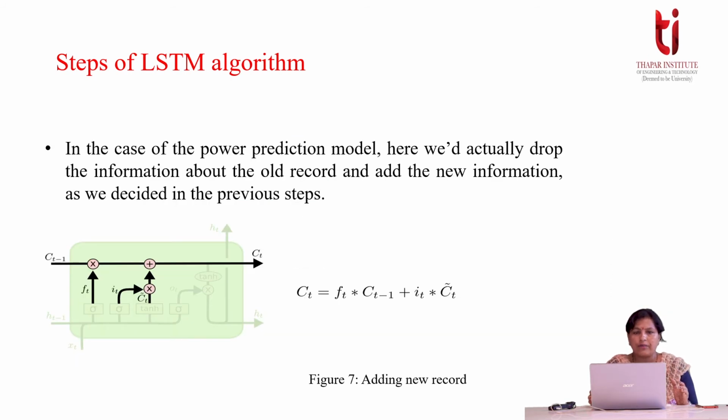In the case of the power prediction model, here we actually drop the information about the old record and add the new information as we decided in the previous steps. So in this figure, we are adding the new record.